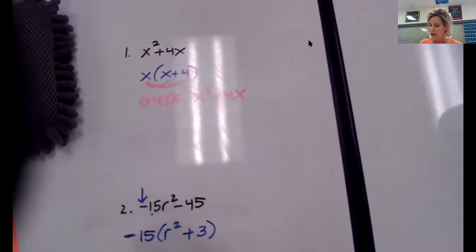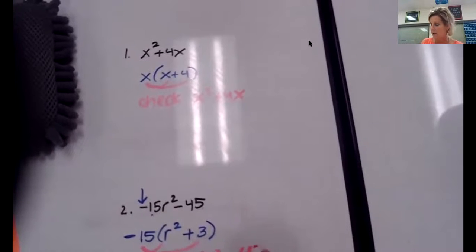And again, if you check it, and I don't always write down the check, but since you're just now getting back into school after a long break, let's do that. So that's negative 15r squared. And then negative 15 times positive 3 is negative 45.